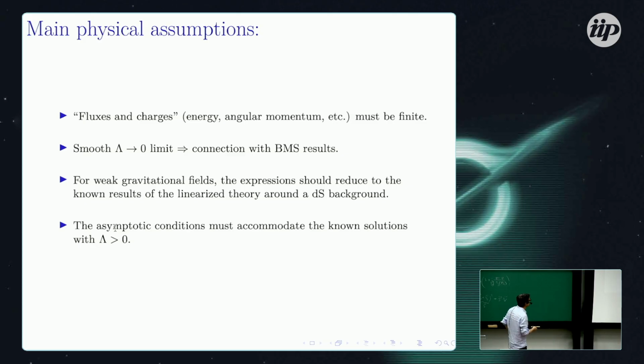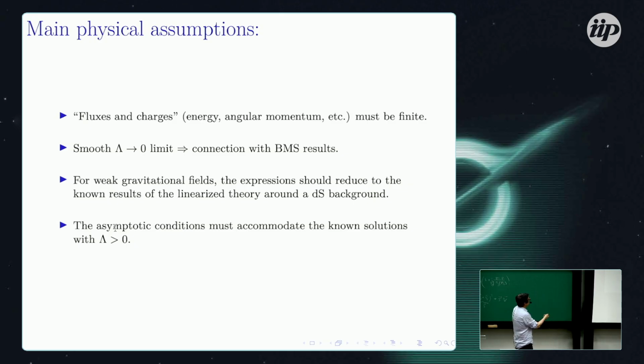Okay. In addition, we want to have a smooth lambda going to zero limit. Why? Because we know that the detectors of gravitational waves work very well without taking into account the cosmological constant. So we do not expect, for example, a huge jump in the flux of energy if we turn on lambda. So all the relevant physical quantities must be smooth in this limit, which is not obvious from the form of the Penrose diagrams. If we add a very small lambda, everything changes. So it's really not trivial.